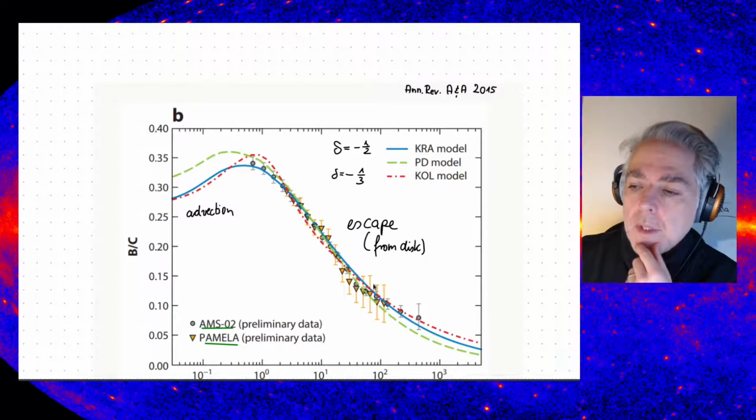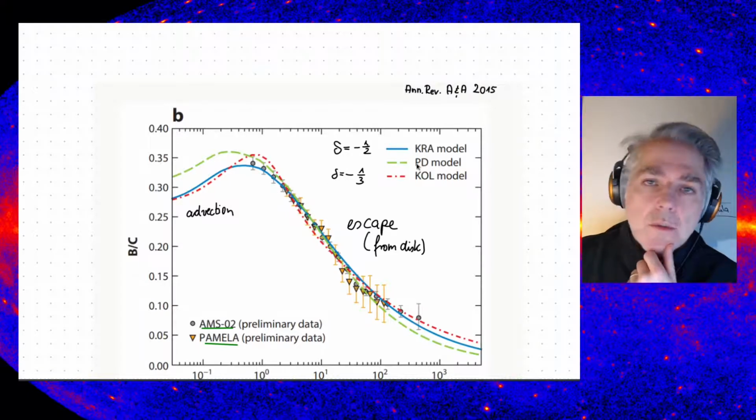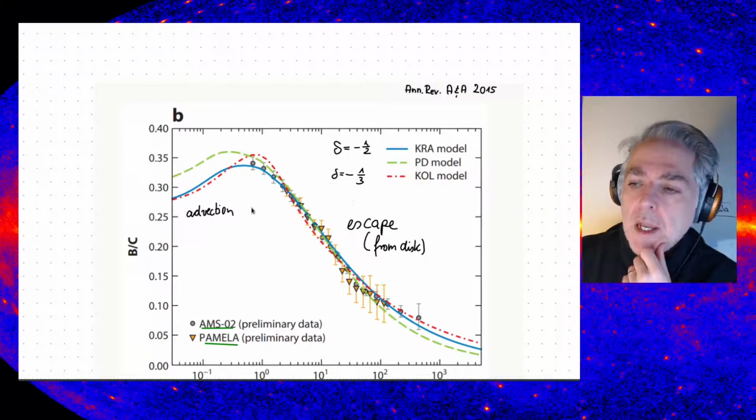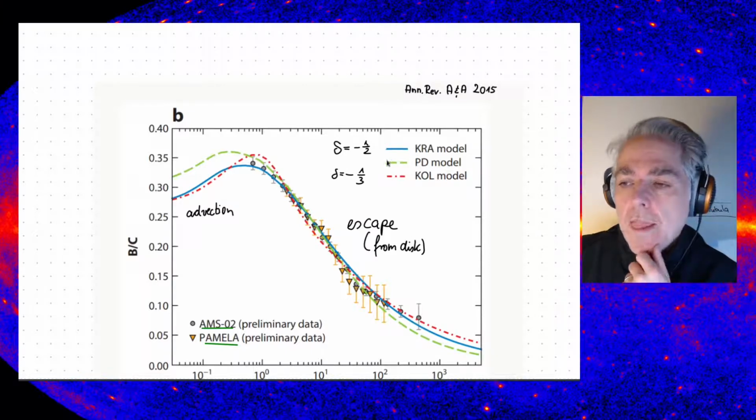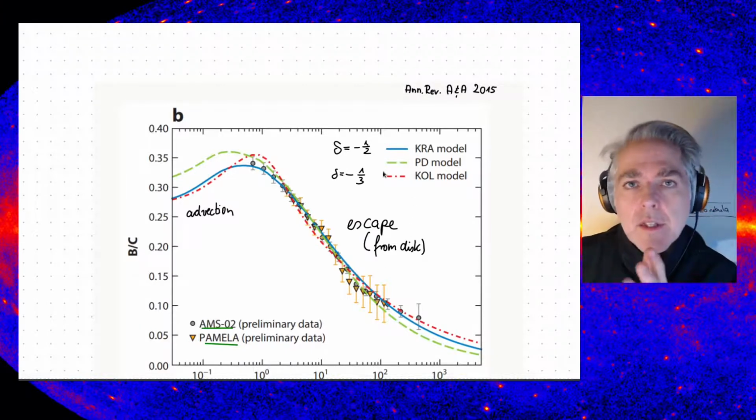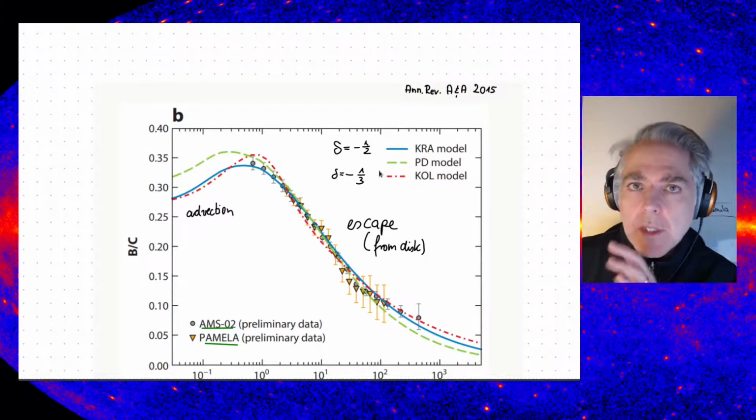So now, if you look at the data, it's not completely clear which one is favored. There's also another one, the PD model. And it seems that maybe the Kraichnan model is slightly better at describing the data than, for example, the Kolmogorov, which has a slightly different slope here. This tells us a lot about the magnetic field structure, but this is not something I want to discuss in great detail here.